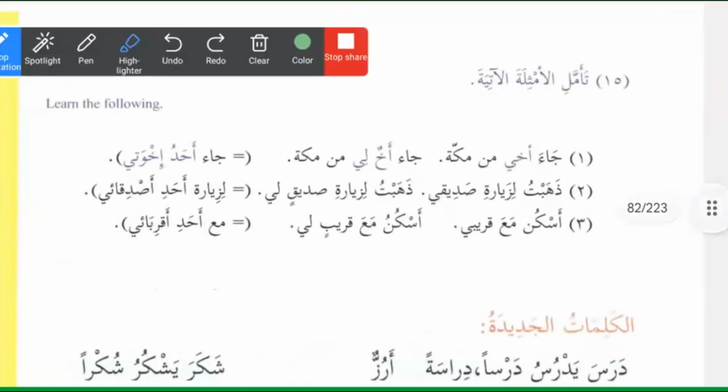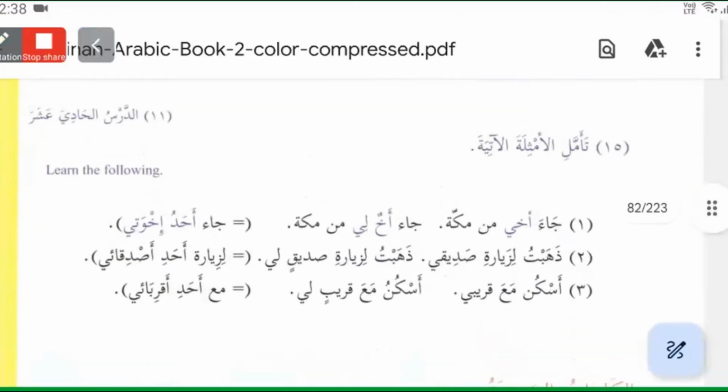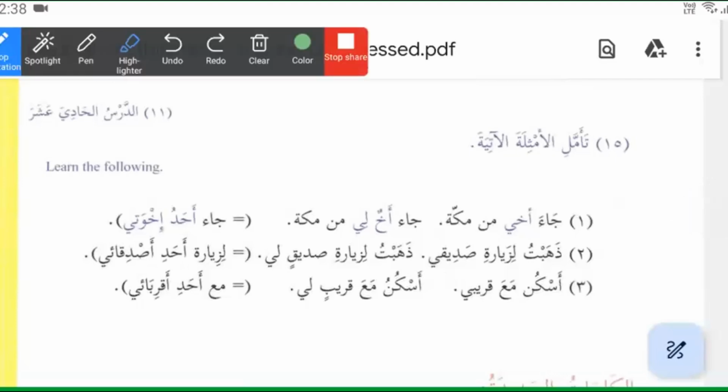Now coming on to the next exercise. Ponder over the following examples. جاء أخي من مكة. جاء أخ لي من مكة. جاء أحد إخوتي. Now what we have to learn in this is that جاء يجيء means to come.